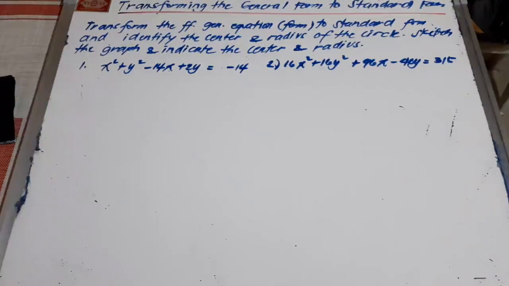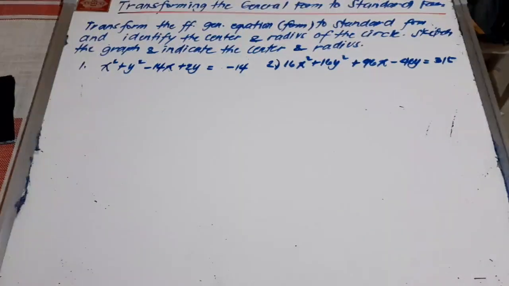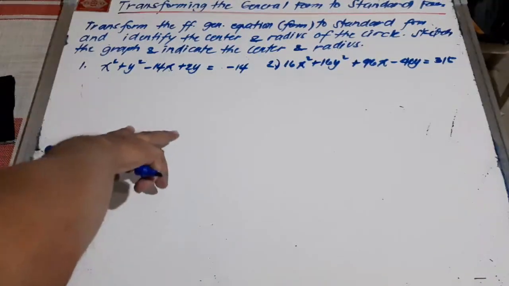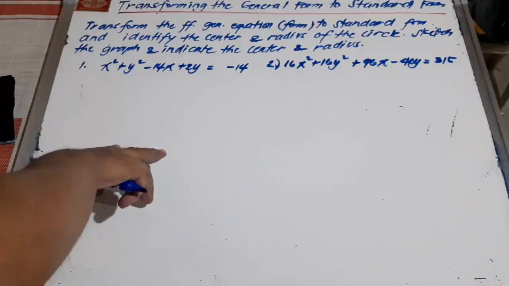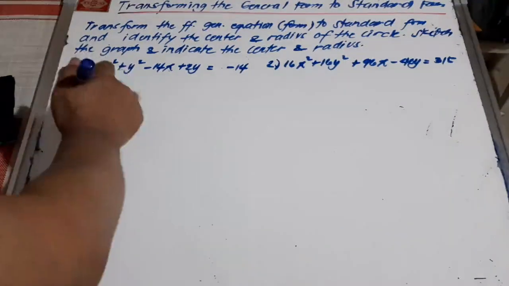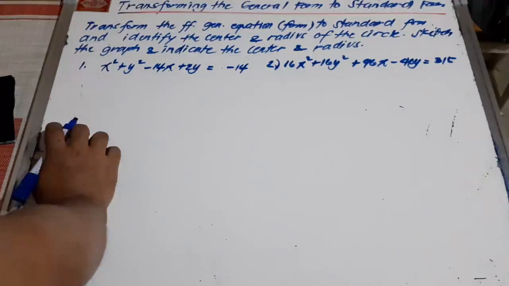Completing the square, the first step is actually to transpose constant term to the right side of the equation. But since negative 14 as a constant term is already on the right side of the equation, hindi natin kailangan i-transpose pa. Then the next step is, if you still remember, nung grade 9 kayo, tinuro sa inyo kung paano ma-solve ang quadratic equation using completing the square. I-group natin yung mga terms based dun sa kanilang variable.